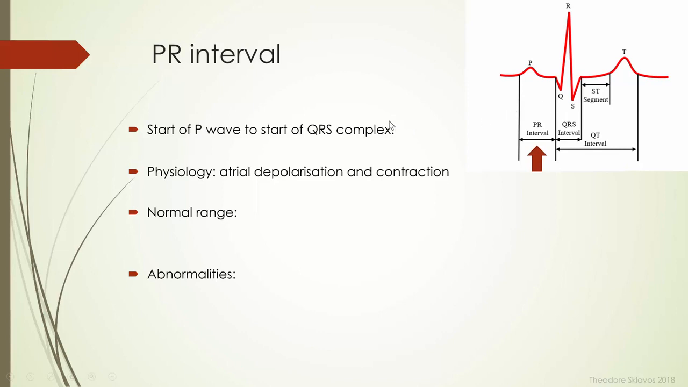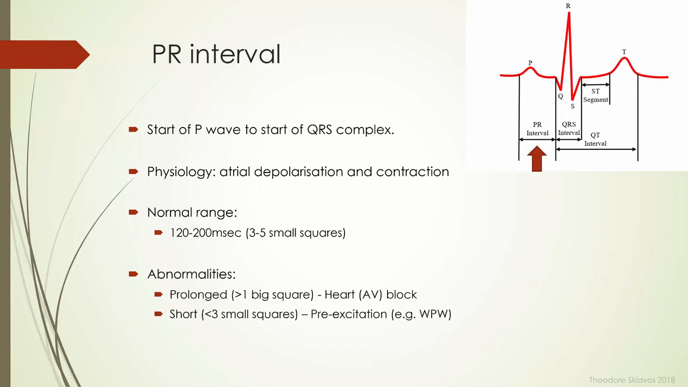And I should mention that the AV node holds up the electrical signal here, delaying it from entering the ventricles too soon, so the atria have time to finish contracting first. So the normal range for the PR interval is 120 to 200 milliseconds, or 3 to 5 small squares. The abnormalities you should be aware of: if it's prolonged, you'll see that in heart block, so basically longer than 200 milliseconds or longer than one big square, or it can be too short, less than 3 small squares. And that might happen, for example, in pre-excitation syndromes, such as Wolff-Parkinson-White, and hopefully that makes sense to you.